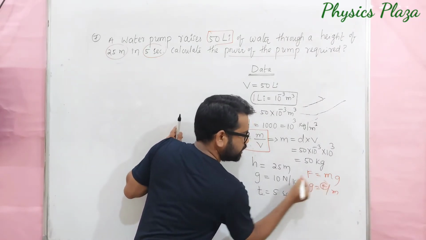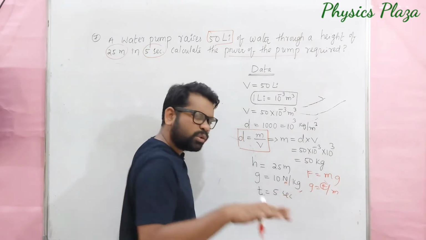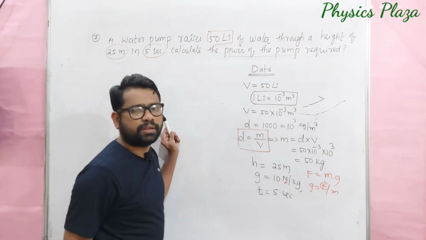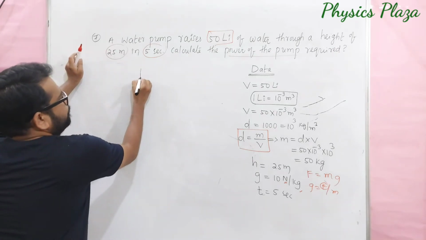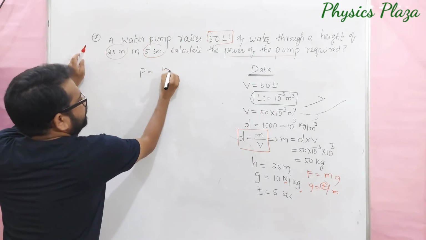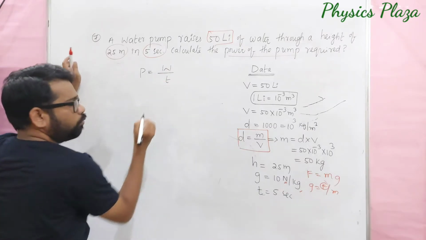That is, F is measured in Newton and the mass is measured in kg. So this is also equivalent to meter per second square. Now let us calculate the power developed here. So children, power is equal to work by time.